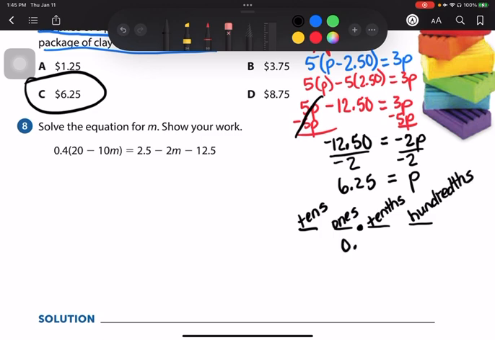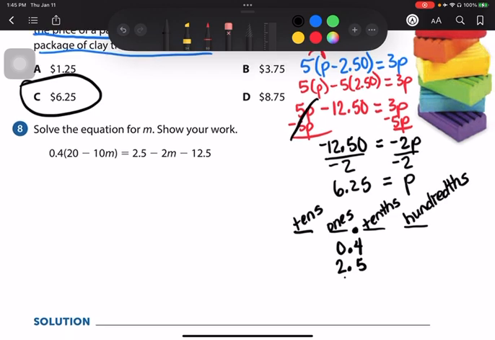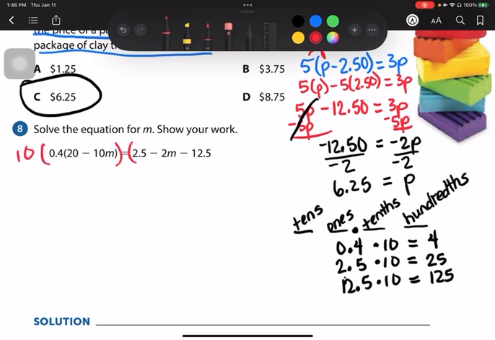Because all of these numbers have one digit in the tenths place, if I multiply each of these by 10, I move the decimal one place to the right. So now this gives me the number 4, the number 25, and the number 125. Okay, so I'm going to multiply both sides of this equation by 10 so I can get rid of those decimals.